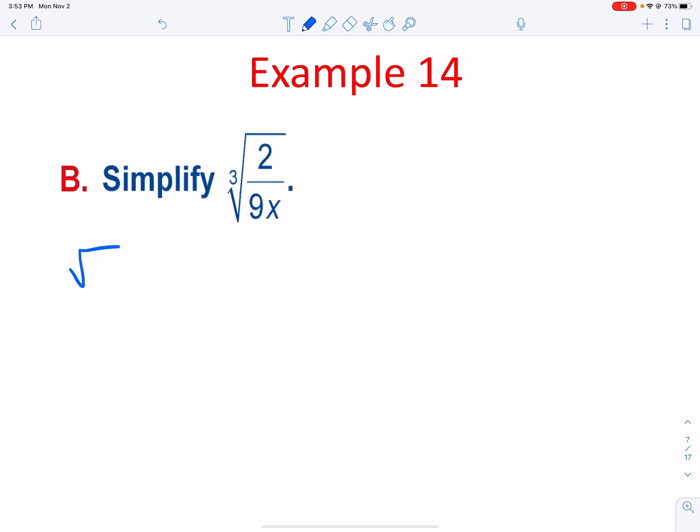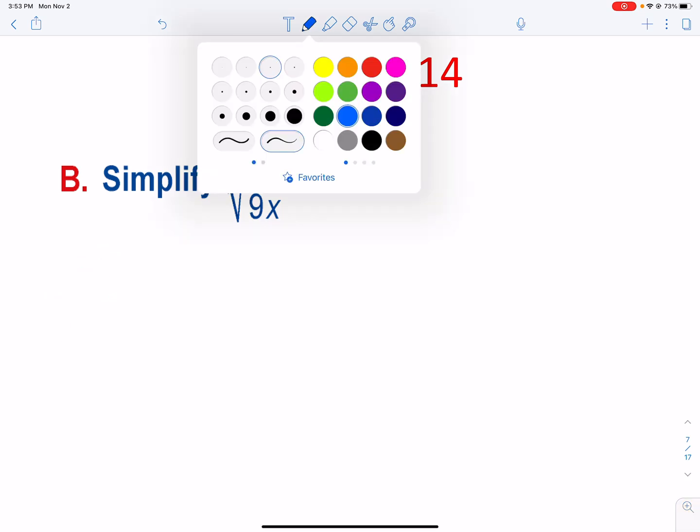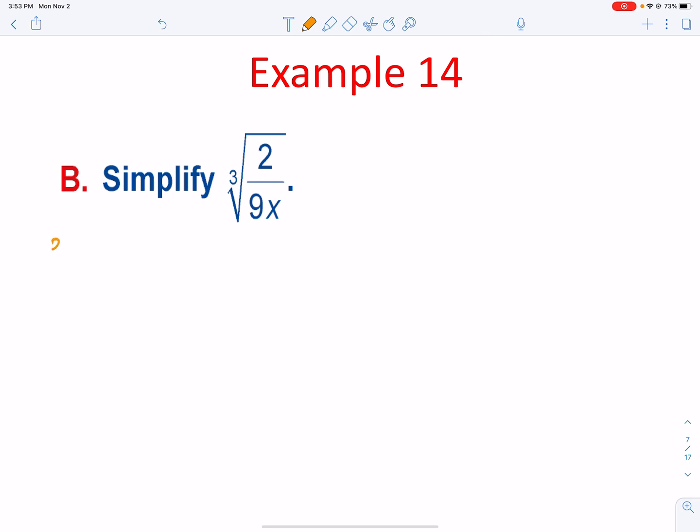So here is the reason why I really don't like the textbook way. Oops, I'm going to use orange because that's the Miss Williams way, right? So I have the cube root of 2 over the cube root of 9x. So I need to make the number a perfect cube. Mrs. Williams' way is harder because you have to think about it at the beginning, but once you get it thought about, you don't have to do extra math.